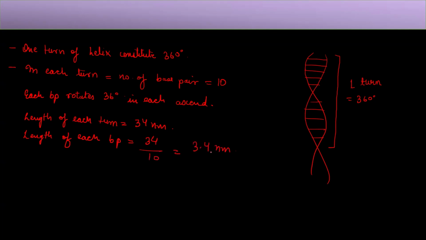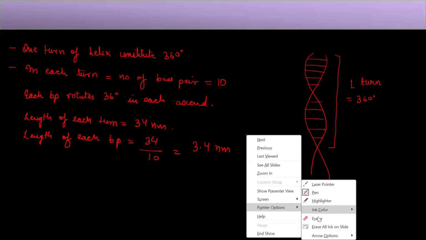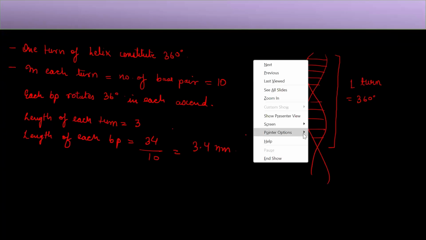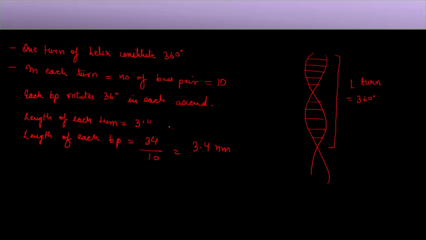The length of each turn is 3.4 nanometer. So this is 3.4, so this will become your 0.34 nanometer. So the length of each base pair will become 0.34 nanometer.